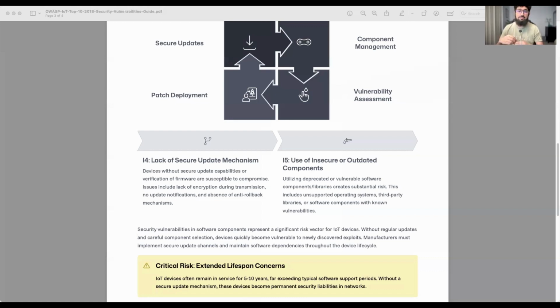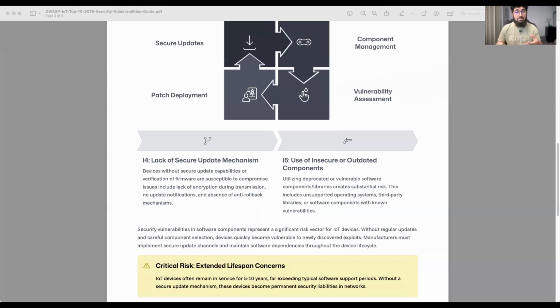So let's talk about the fifth one, called use of insecure or outdated components. It's possible because we have so many connected devices, and those devices sometimes are not being updated. This vulnerability is particularly common in IoT due to long development cycles, cost constraints, and the challenges of updating embedded components.